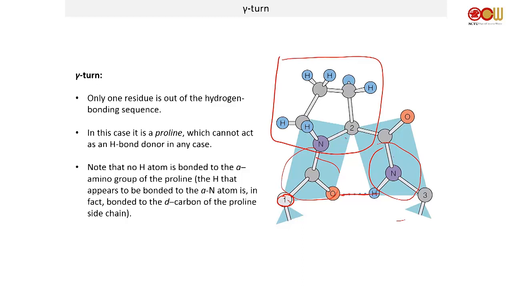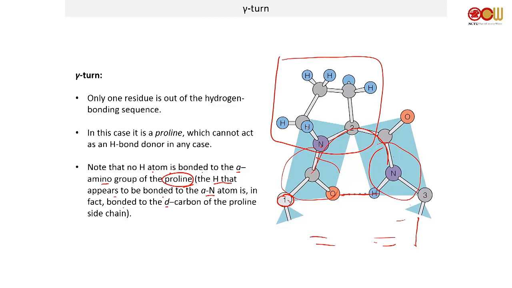Proline, with its awkward angle, makes a sharp turn, and then this guy continues to go hydrogen bonding with whatever they're hydrogen bonding with. Note that no hydrogen atom is bonded to the alpha amino group of proline. Why is that? The hydrogen that appears to be bonded to the alpha nitrogen atom is in fact bonded to the delta carbon of the proline side chain. So the hydrogen bonding is not with the alpha hydrogen.